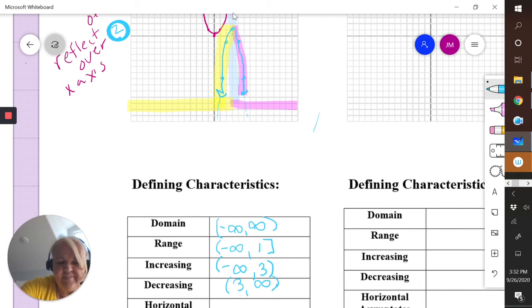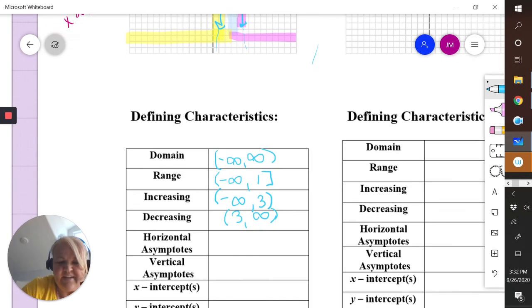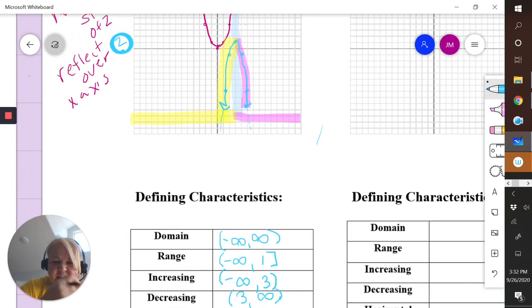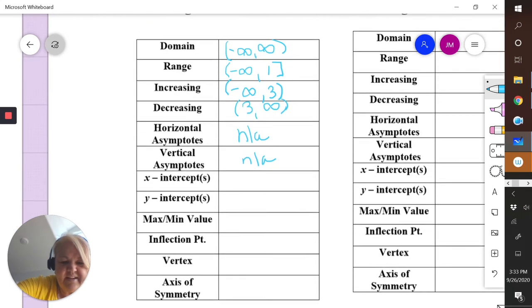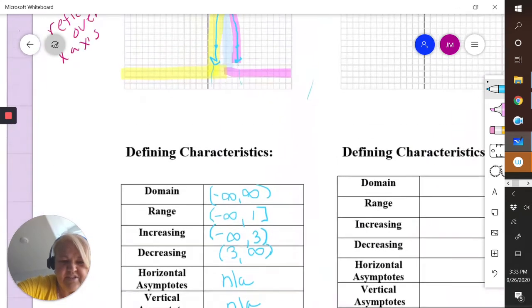Okay, so again, we have no asymptotes. What is our x-intercept? Where does this thing cross the x-axis? Now, this is where it gets a little bit difficult. You can't tell from the graph, and you can't guess. The x-intercept is when y is 0. So this is going to take a little bit of algebra to do. I'll try to do it over here.